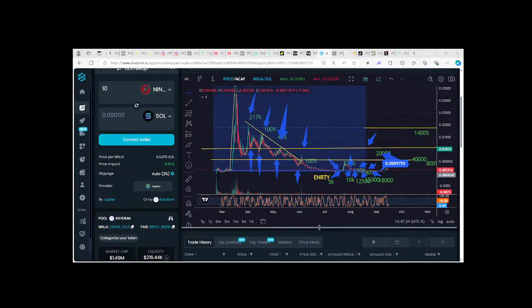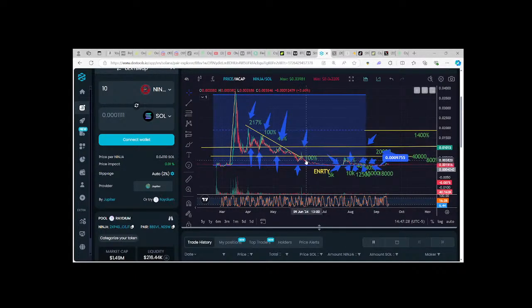Ninja coin, Shinobi Ninja. And what we're going to do here is just cover the process on how we're breaking down coins and how to look. So this coin came out way back in February, so it's looking at a 7-month period here.